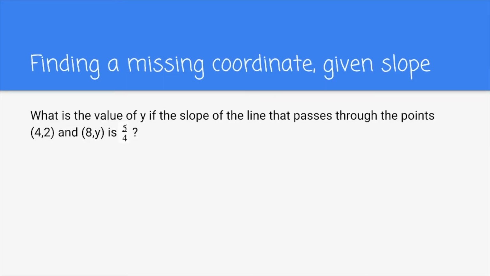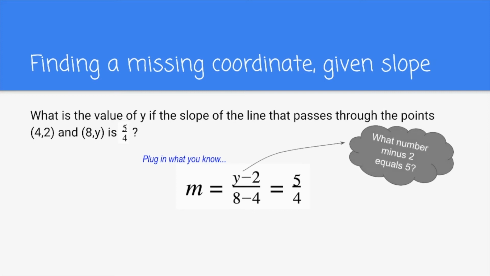In our last example, let's suppose we know the slope, but we're missing one of the values of the coordinates. So we've got the coordinates (4, 2) and (8, y), and we know the slope needs to be 5/4. So the first thing we want to do is to plug in what we know. So I'm going to start with my second coordinate, y minus 2 over 8 minus 4. So the 8 minus 4 works out to be 4, my denominator. Now I have to ask myself, well, what number minus 2 equals 5? And hopefully you said 7. Therefore, I know the missing y value in this case is 7, so that I get my slope of 5/4.